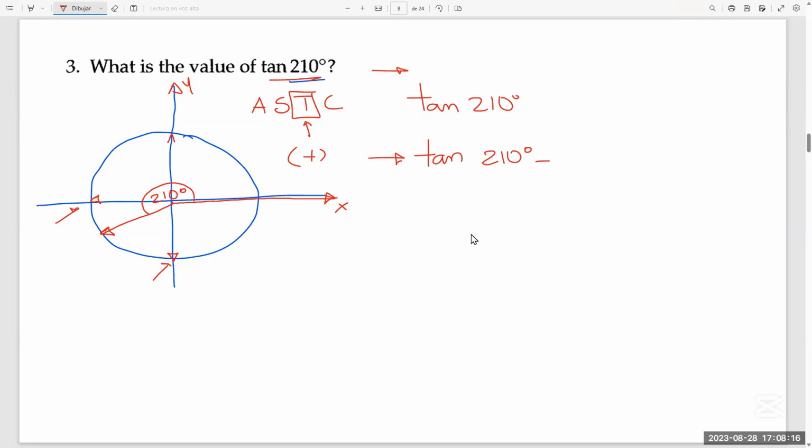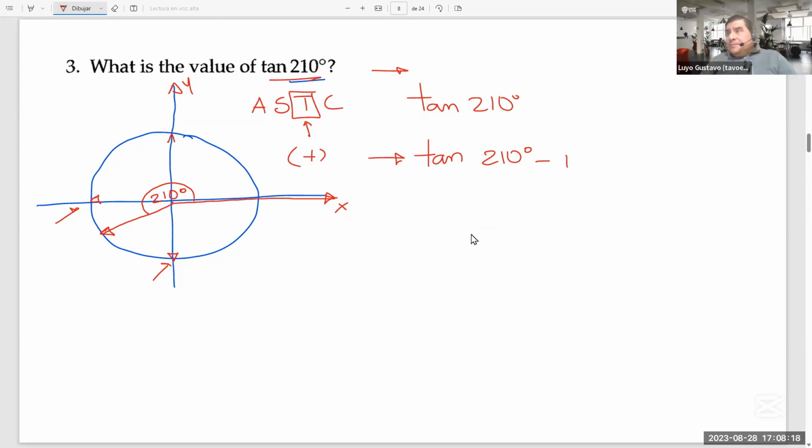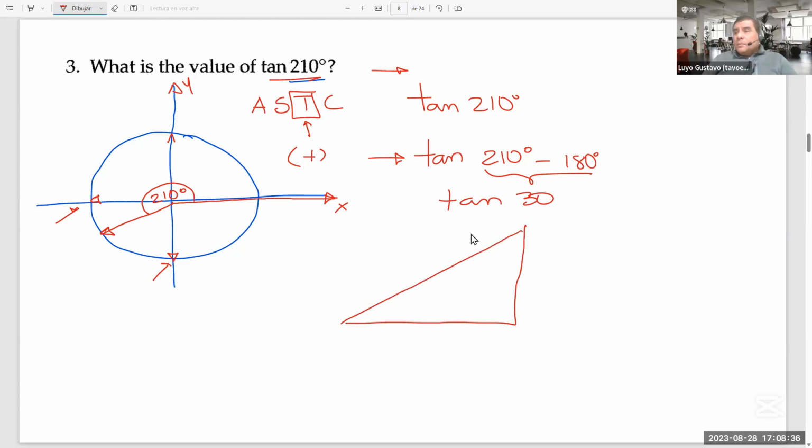80? 80? 180. Yeah, very good. So we do this and we get 30. So it's just a matter of now calculating the tangent of 30 degrees. So let's draw our special triangle here. 30, 60, and 90. So let's assume any possible values, no problem.